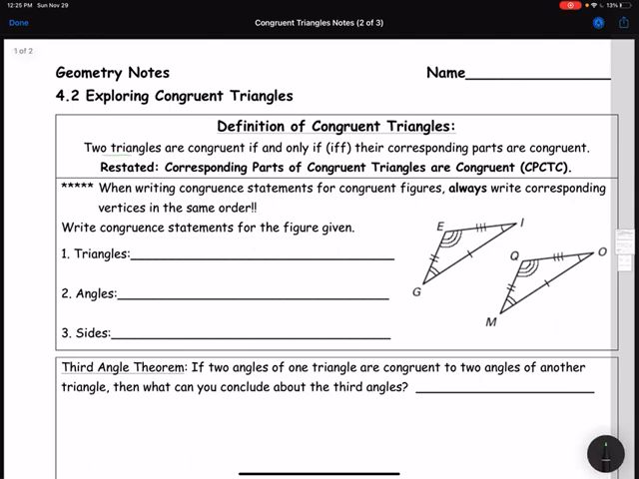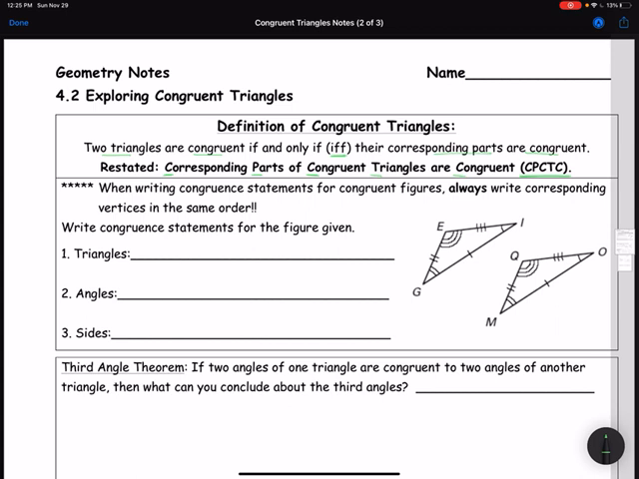Well, two triangles are going to be congruent if and only if, shortened to IFF, their corresponding parts are congruent. Now, again, we've talked about this a little bit before with congruent triangle statements, saying that the first letter in each statement means that those two angles are congruent. Okay, so again, two triangles are congruent if all of their corresponding parts are congruent. And we can shorten that to CPCTC, which stands for corresponding parts of congruent triangles are congruent. So that's where we're getting that abbreviation, CPCTC.